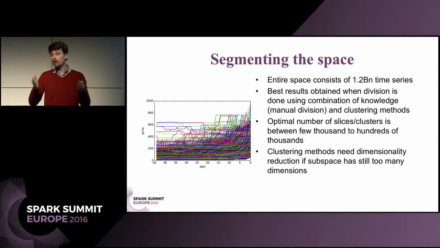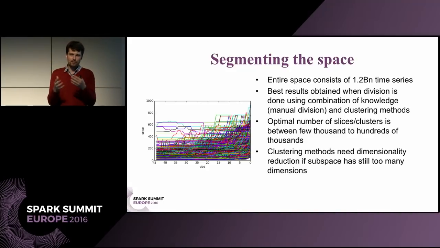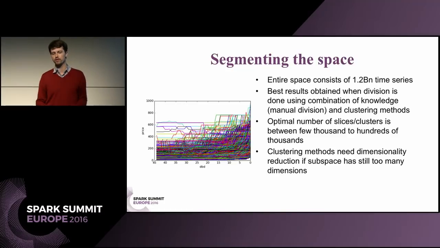Because even if you make maybe 100 groups manually, which is already difficult, if you're dealing with 1 billion, you still have 10 million time series in each group. And that's still, 10 million time series, one model, that's not enough. You want to further split it down to have a more granular space.